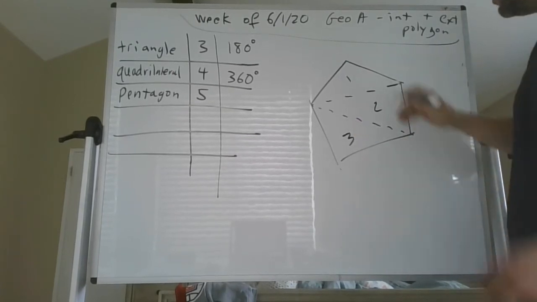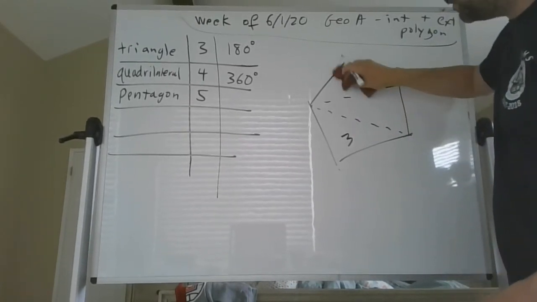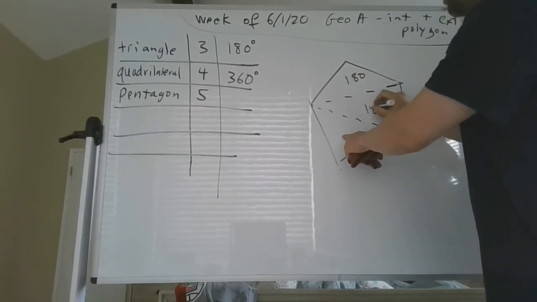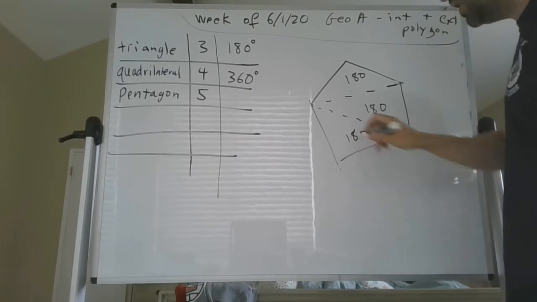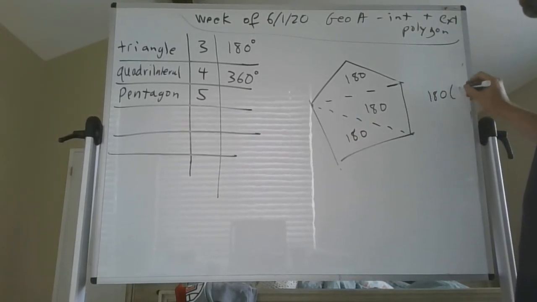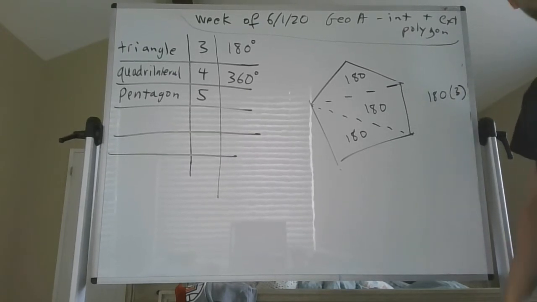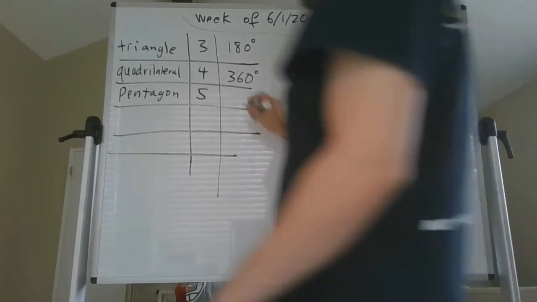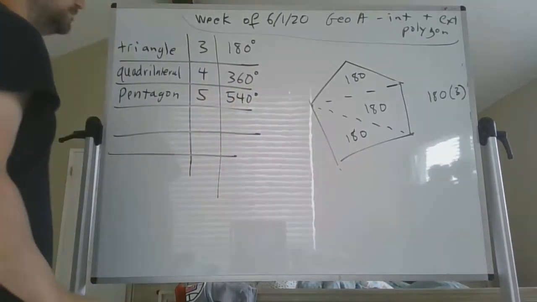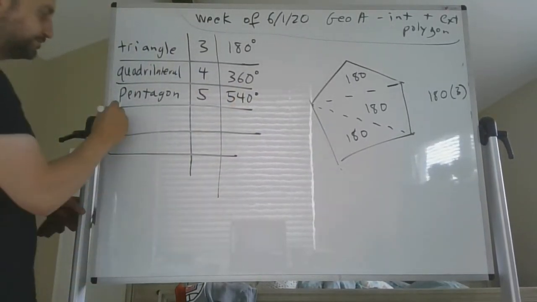So remember, if each triangle is 180, that's basically 180 plus 180 plus 180. A shortcut for that is just saying, hey, just do 180 times 3 on the calculator. And that's going to get you 540. Perfect. Cool. Moving on now.